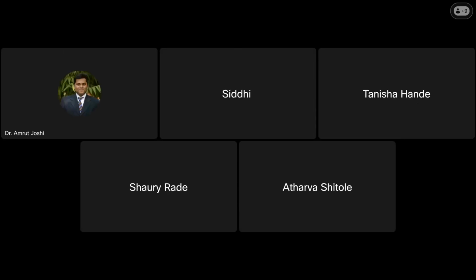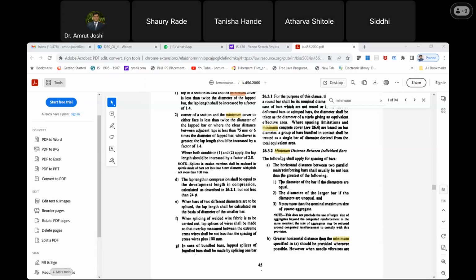Yeah, so in the last class, we were trying to find out if we can fit 4 bars of a particular diameter within one layer. Are you with me, Shreya? Yes, sir. Yeah, so IS 456, you can read this clause.